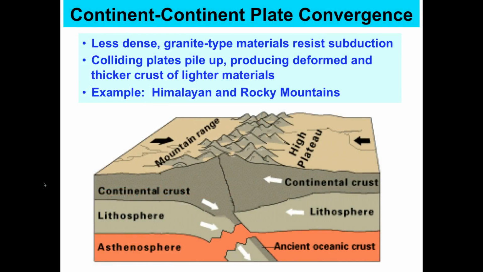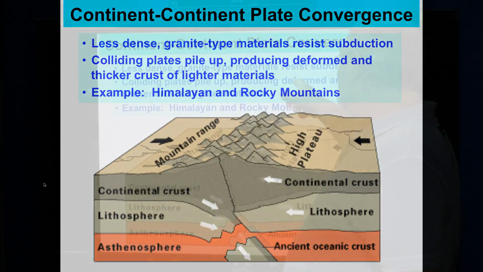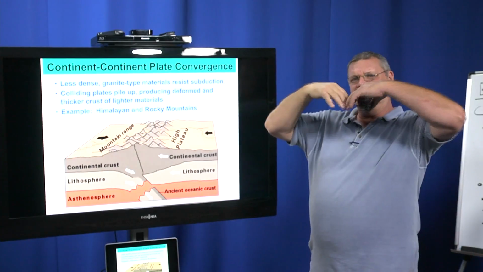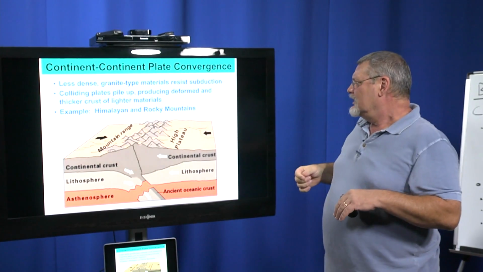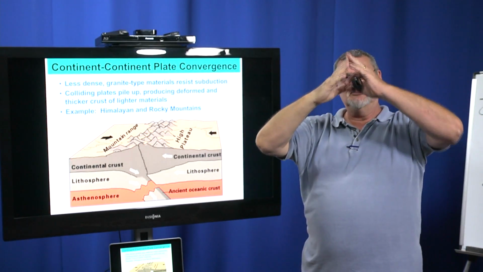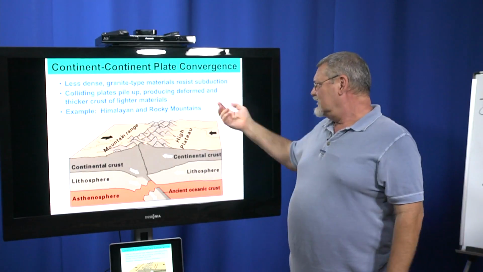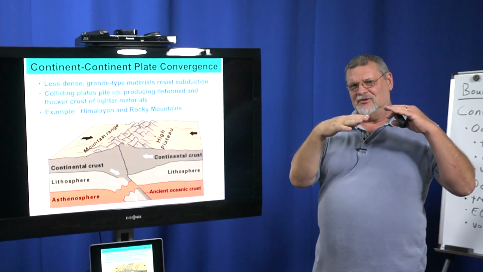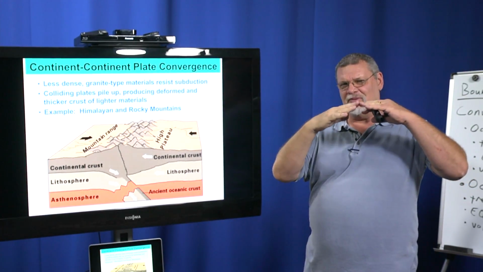Okay, and then finally the continent-to-continent plate convergence. You don't see this very much on the planet. We don't have very many of these, but the best example is India crashing into southern Eurasia. And the less dense granite-type materials resist subduction. Because they're lighter weight, they don't really subduct underneath. One doesn't go underneath the other one. So what happens is the colliding plates pile up. Instead of subducting down, they pile up, and they push mountains up. An example of that is the Himalayan and the Rocky Mountains. The Rocky Mountains are pretty much in the center of the United States. Those are being pushed up, the plate moving slightly that way.